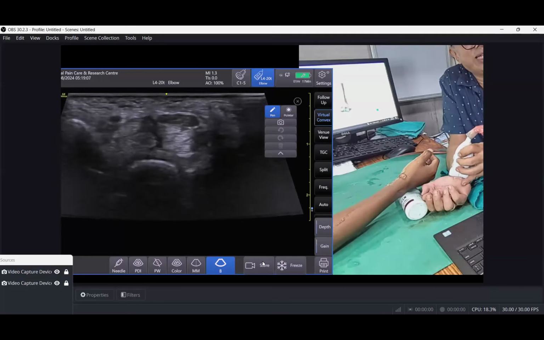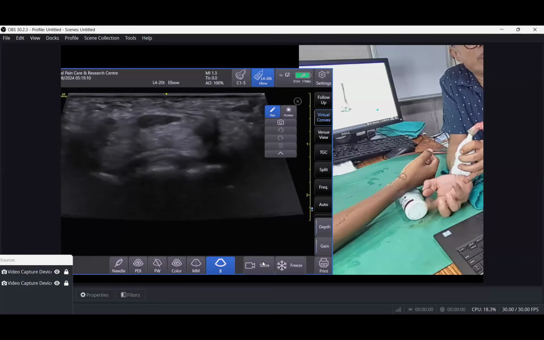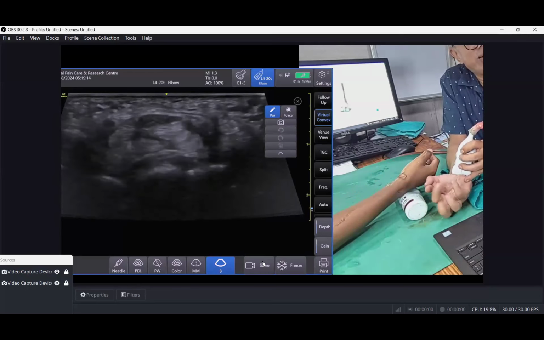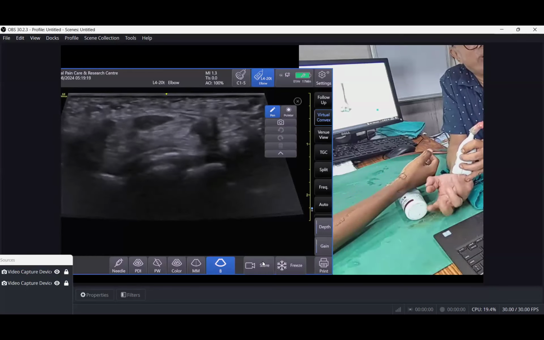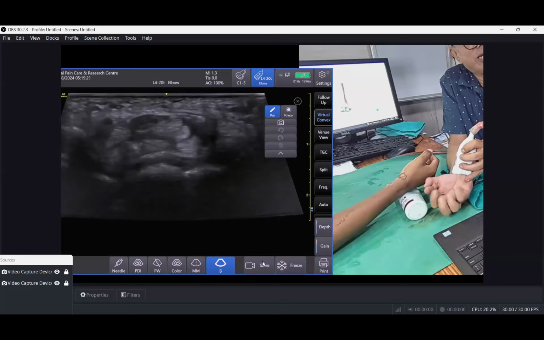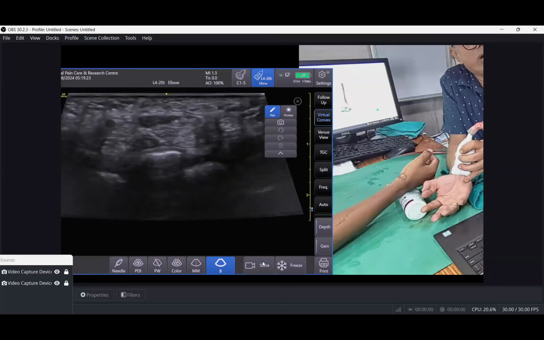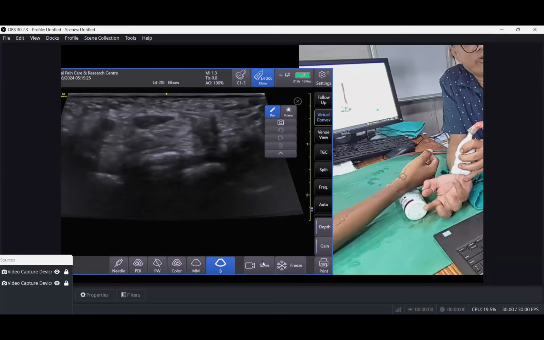But if you look at the tendon, I'm moving my finger, and you can see all the tendons moving very nicely. So if you tell the patient to move the fingers, the tendons will move right and left very vigorously, but the nerve will not move that much. Okay, that is one of the tricks.